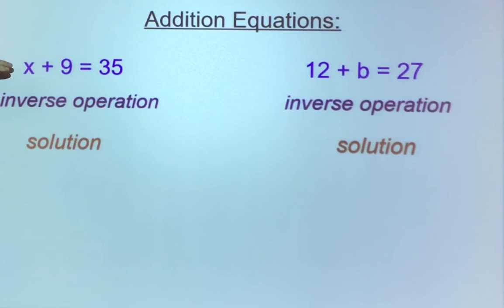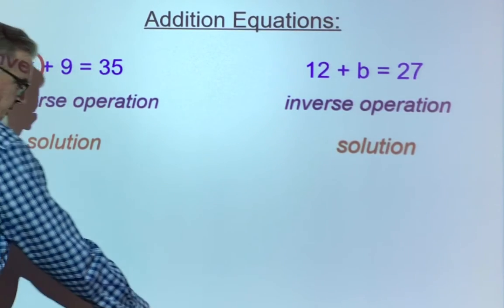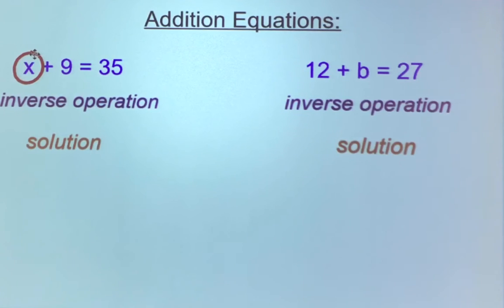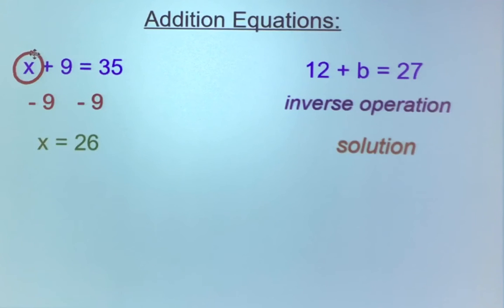Our first one is x plus 9 is equal to 35. Well, our variable is x. And what are they doing to x? They're adding 9. What is the inverse operation of adding 9? Well, the inverse operation would be to subtract 9 from both sides. When we do so, a positive 9 and a negative 9 cancel each other out. So that just leaves x by itself. On the other side, we need to do 35 subtract 9, and we'll find our solution. And our solution is actually x is equal to 26.